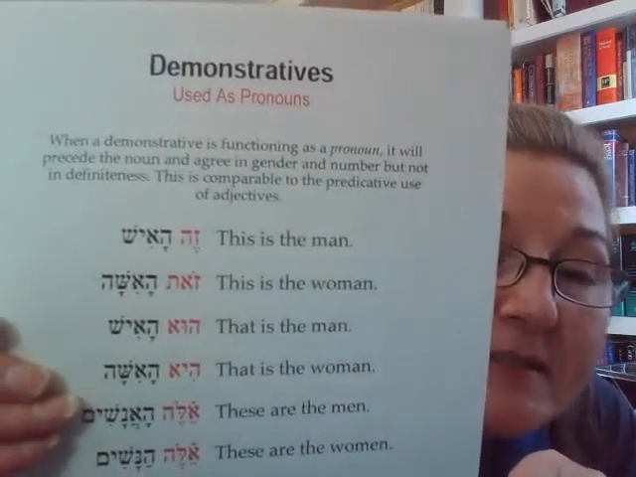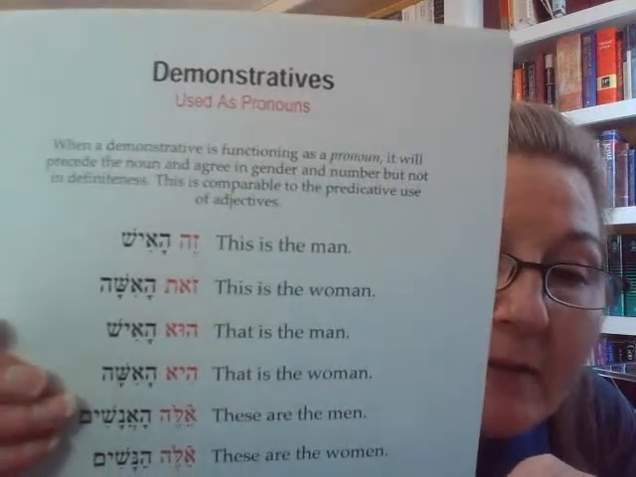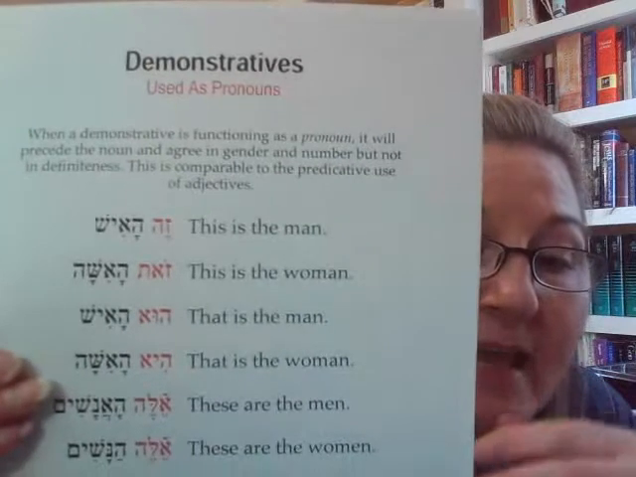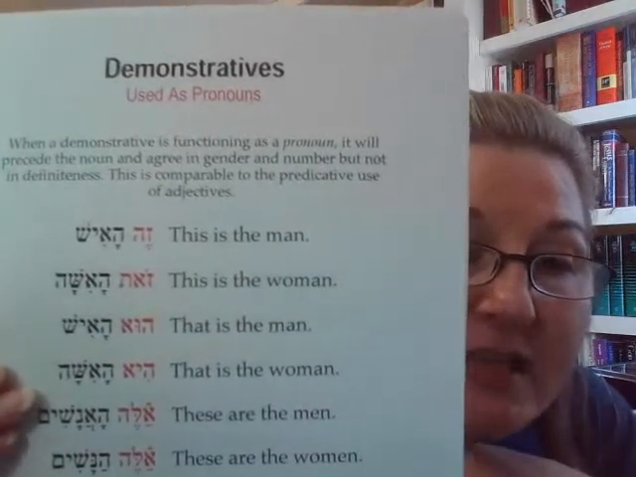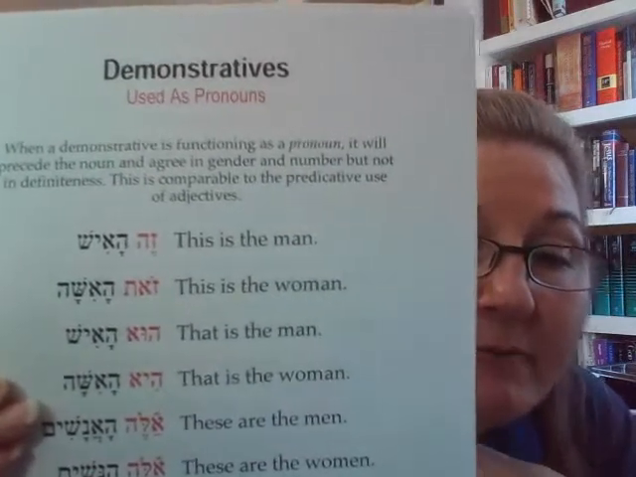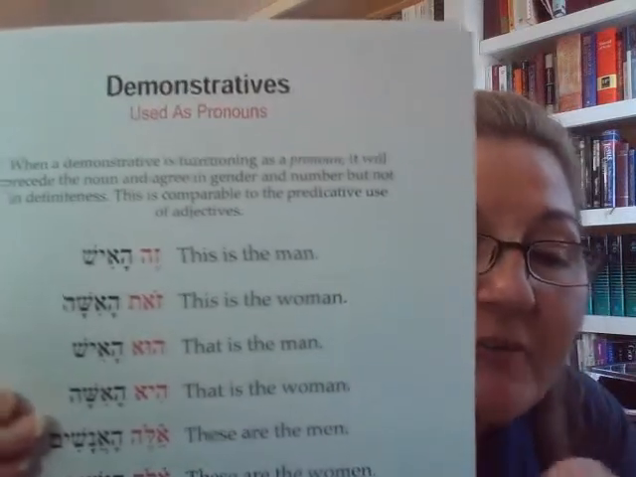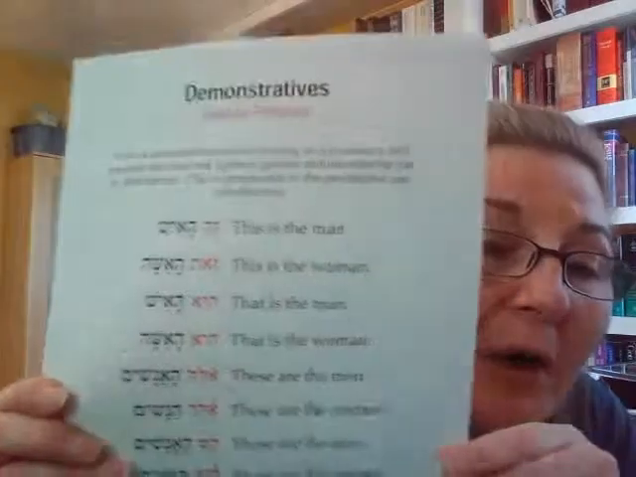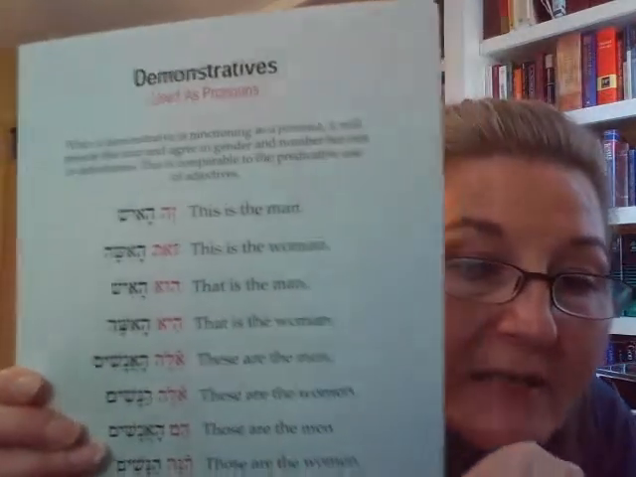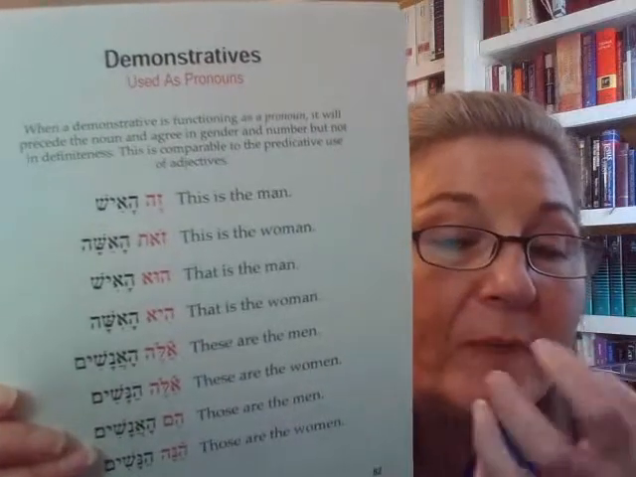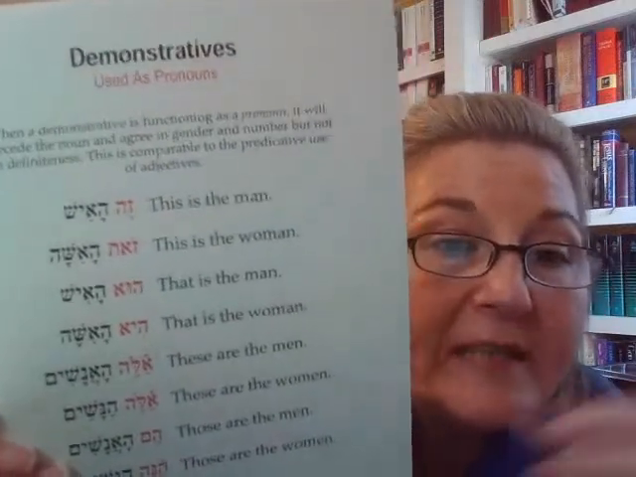Now, notice too that the verbal form of to be is going to be contained in all of these translations, even though this is a verbless form. Hebrew loves verbless clauses, and you're going to find them everywhere. And a part of your job as a translator is going to be to supply that verb, that form of to be, when it's necessary.